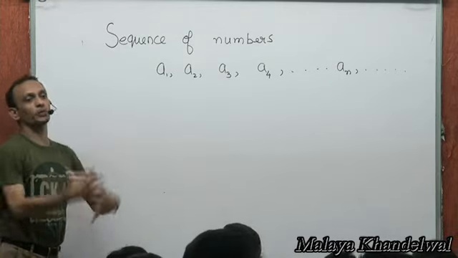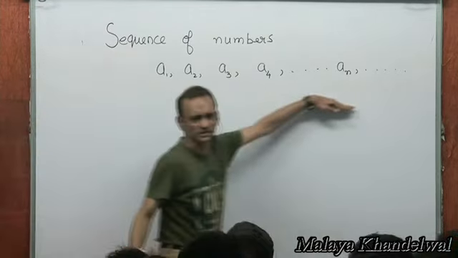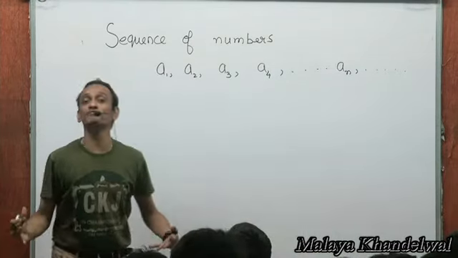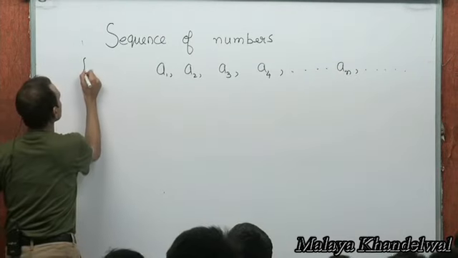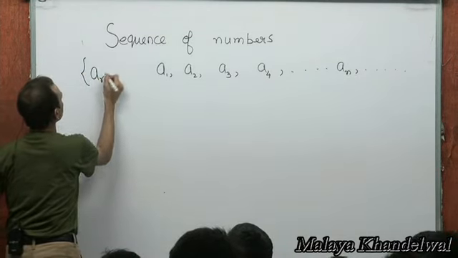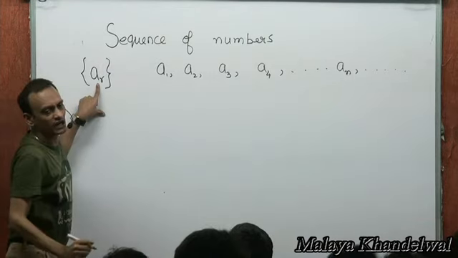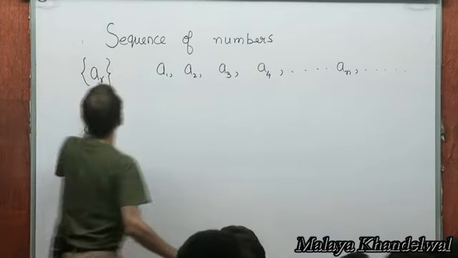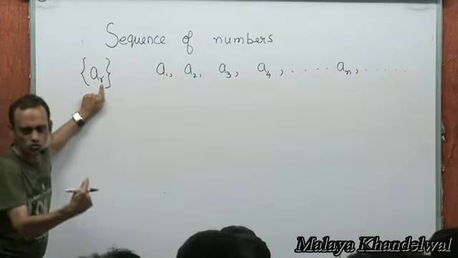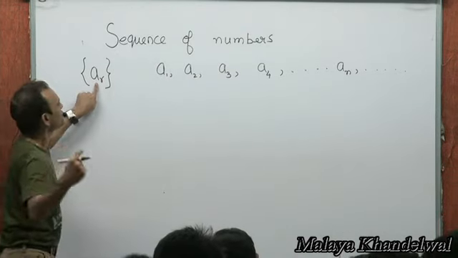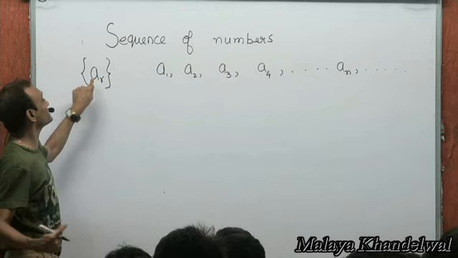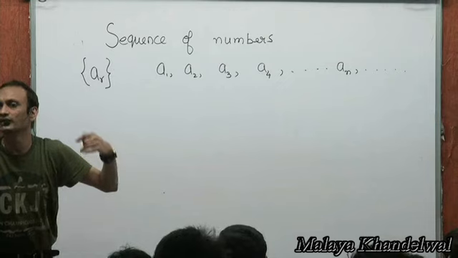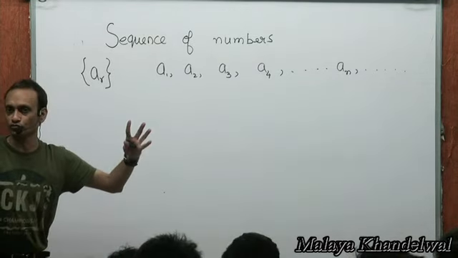The manner in which this collection of numbers is represented is like this. This is a sequence represented in curly braces. Curly braces AR means numbers like A1, A2, A3. R is like a running variable: R equal to 1, R equal to 2, R equal to 3, and so on. When someone says a sequence AR, it means a set of numbers like A1, A2, A3, AN, and so on and so forth.